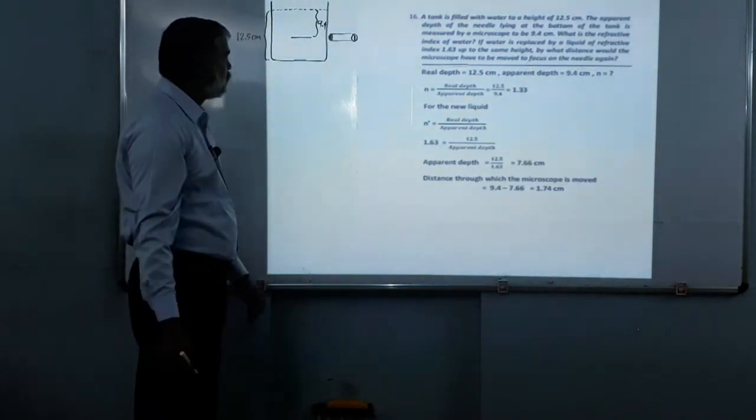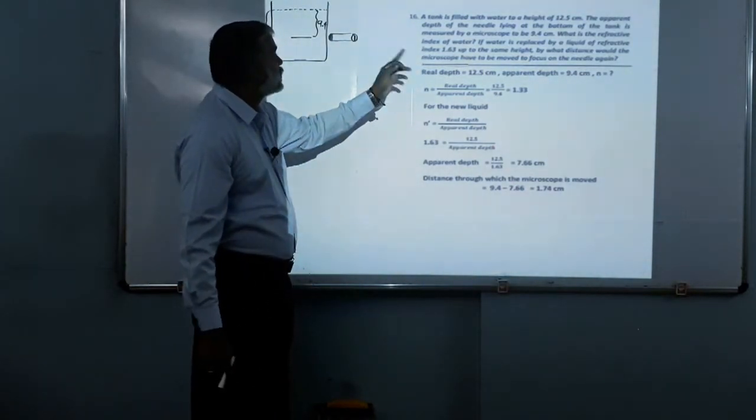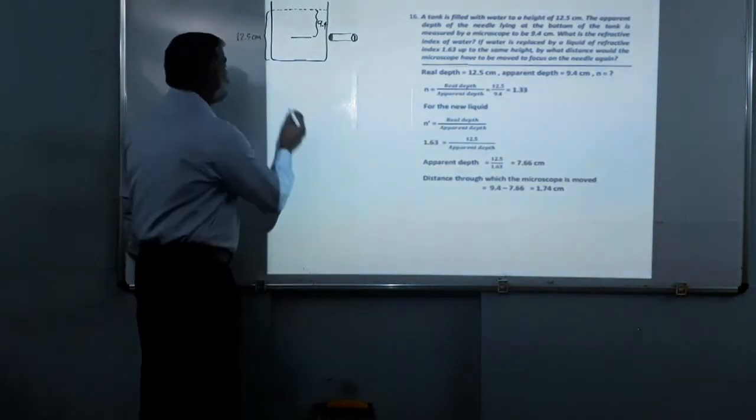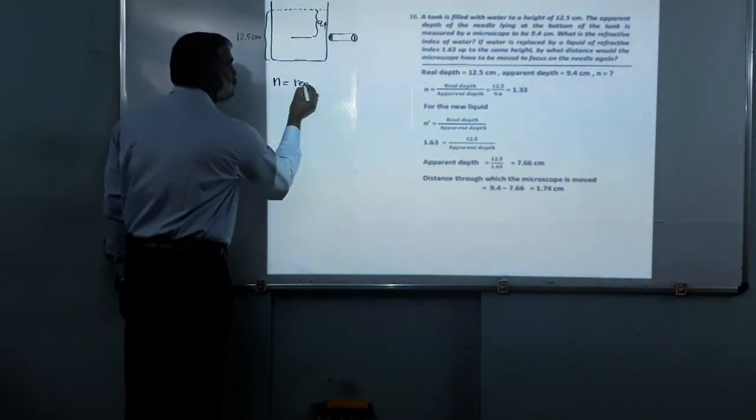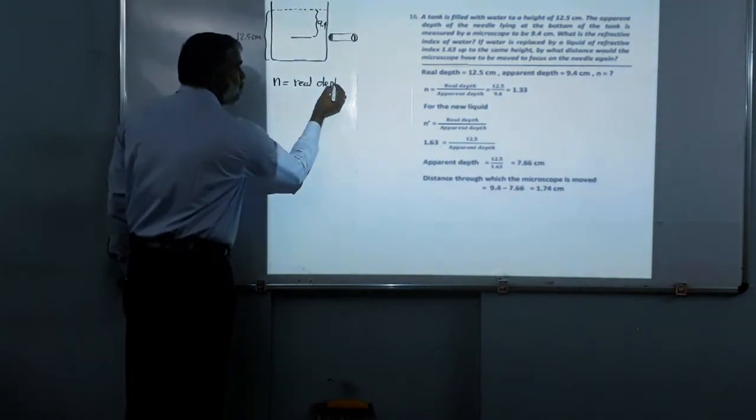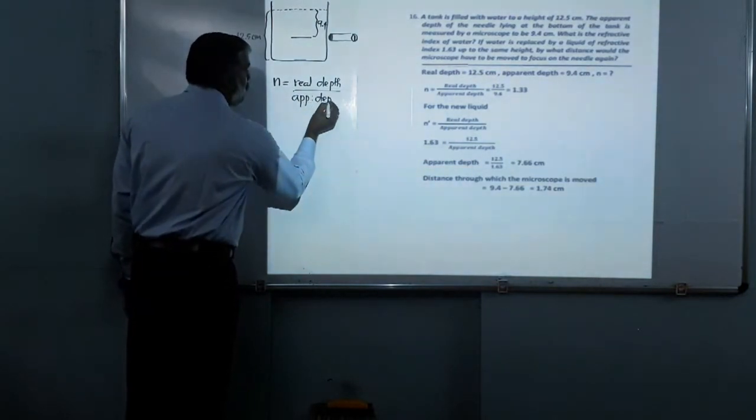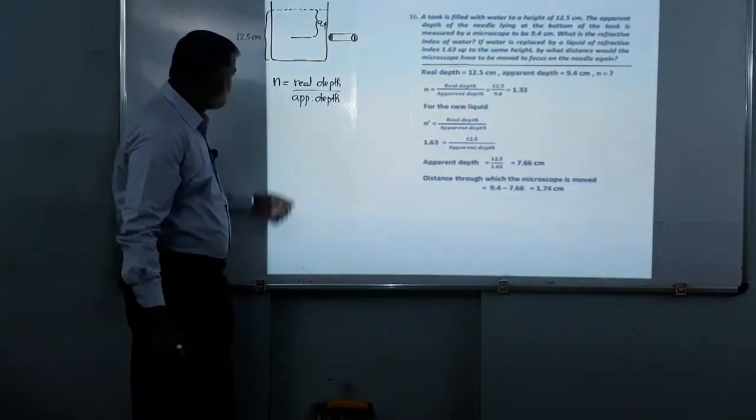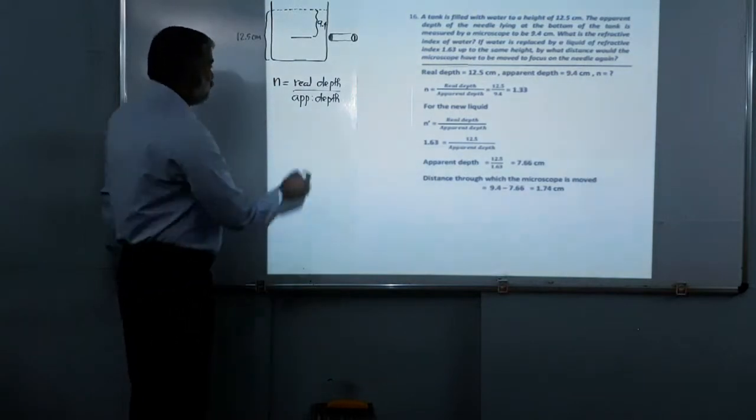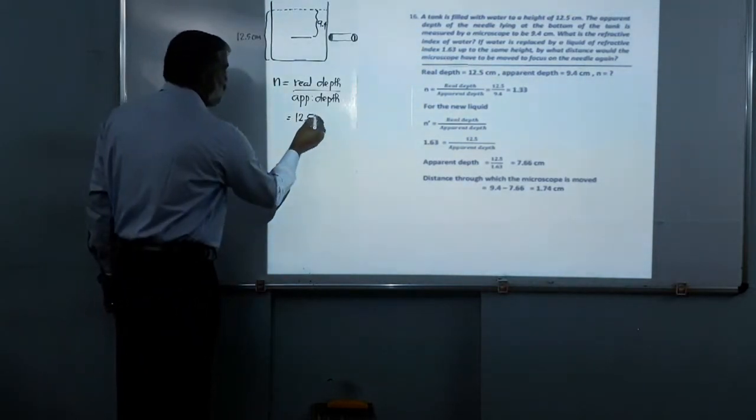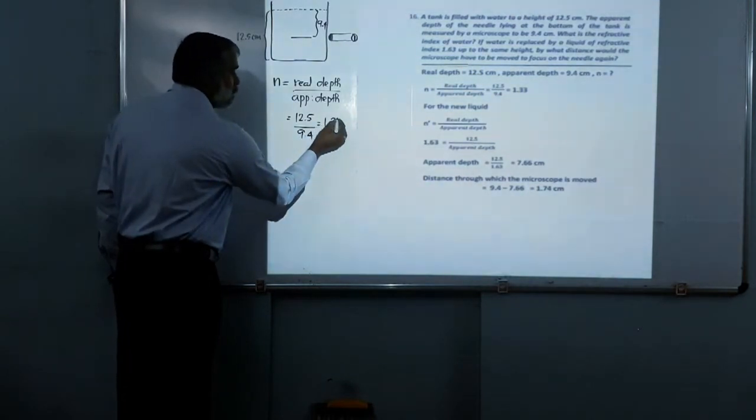Then next, what is the refractive index of water? How will you find the refractive index of water? What is the equation? Real depth divided by apparent depth. Apparent depth means the depth we feel. Real depth is 12.5. Apparent depth is 9.4. So 12.5 divided by 9.4. You are getting the answer as 1.33.